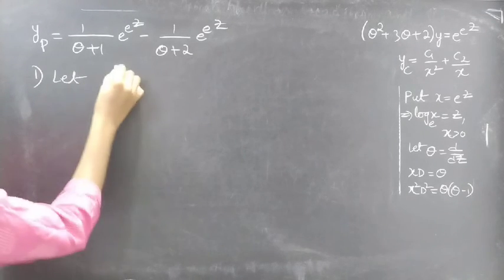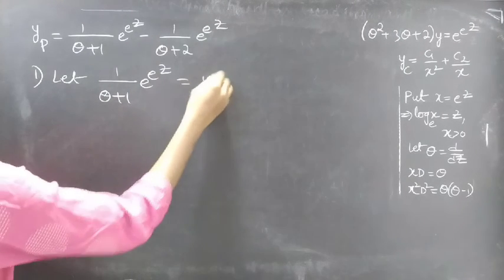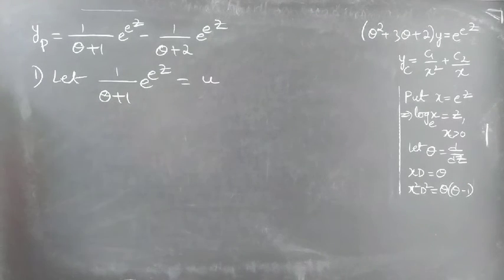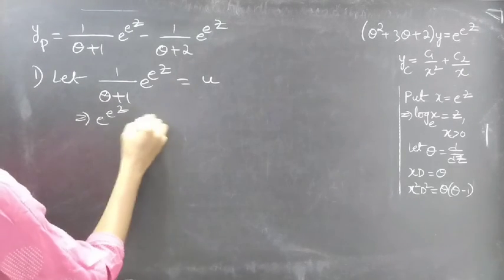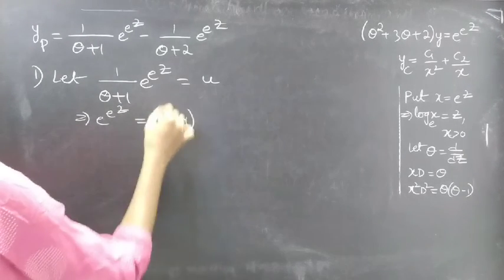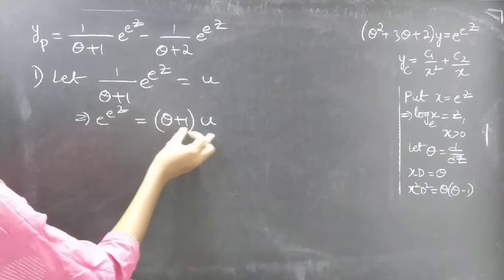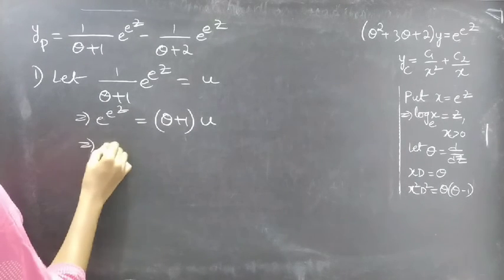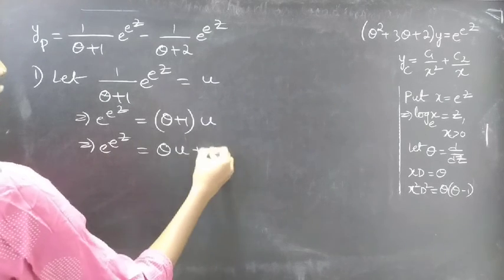Let 1 by theta plus 1 into e power z equal to u. Okay. Then e power z equals theta plus 1 into u. We'll take theta plus 1 to the RHS. Then e power z equals theta u plus 1 into u.